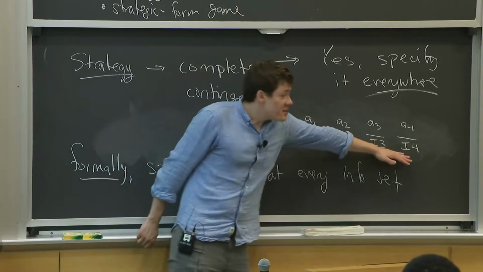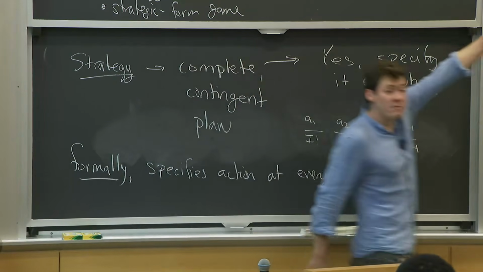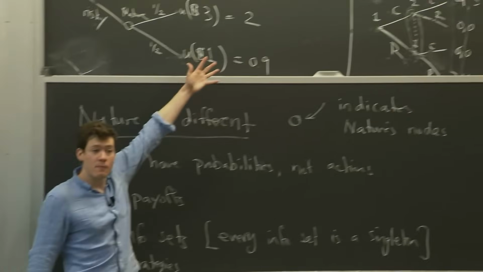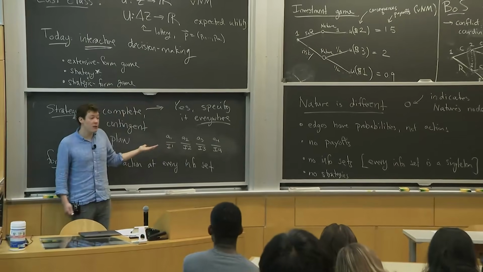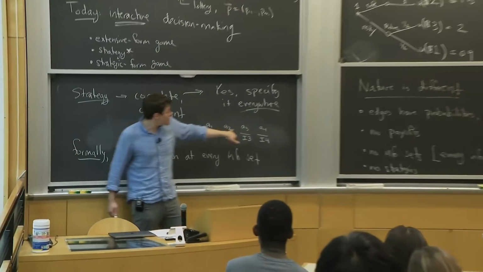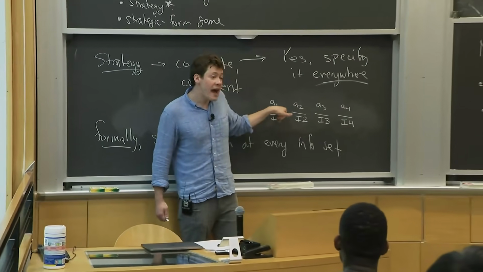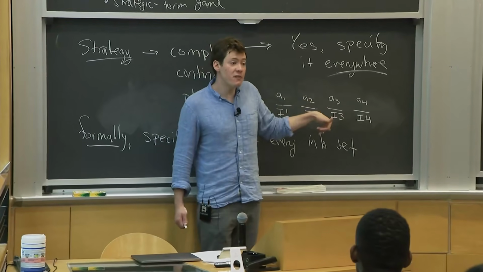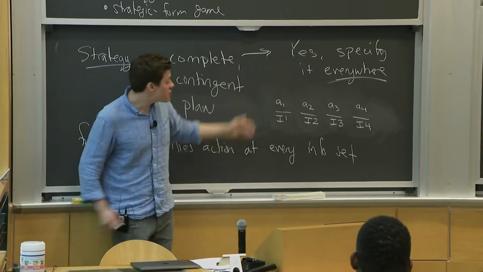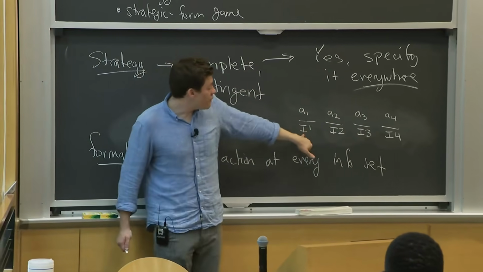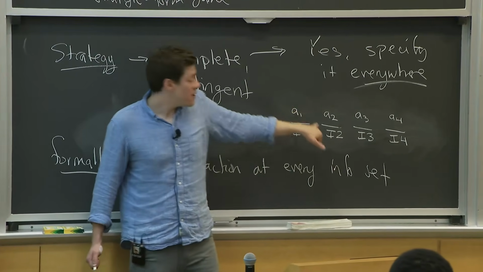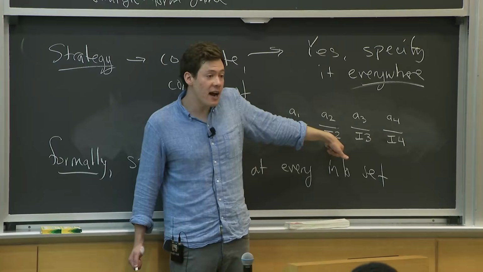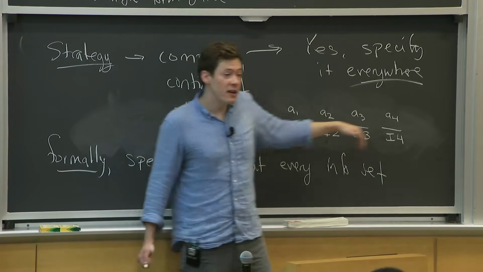So how many information sets I have is going to be determined by the structure of the extensive form game. But once I have the extensive form game written down, I can list out all the information sets for a given player. And then I can specify a strategy by specifying what action the player will take at each of these information sets. So the interpretation of this strategy would be, if I find myself at information set 1, I will take action A1. If I find myself at information set 2, I will take action A2, and so on.